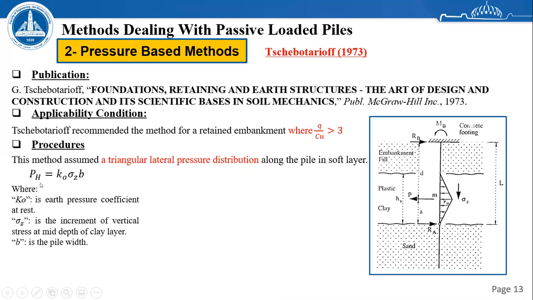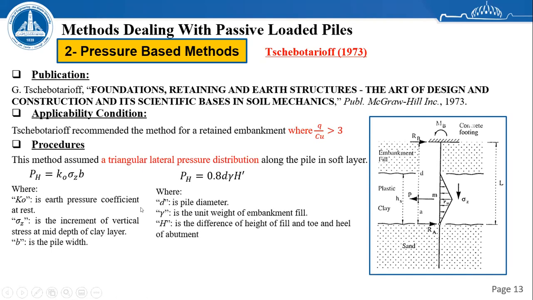The first approach: pH equals K naught multiplied by sigma z, where sigma z is the vertical stress at the mid-depth of the soft layer, multiplied by the pile diameter. The second approach to calculate the maximum value of the lateral pressure uses the second equation, which is equal to 0.8 times the diameter of the pile multiplied by the gamma of the embankment multiplied by the height of the embankment. We use the maximum value of the lateral pressure distribution to calculate the maximum moment.